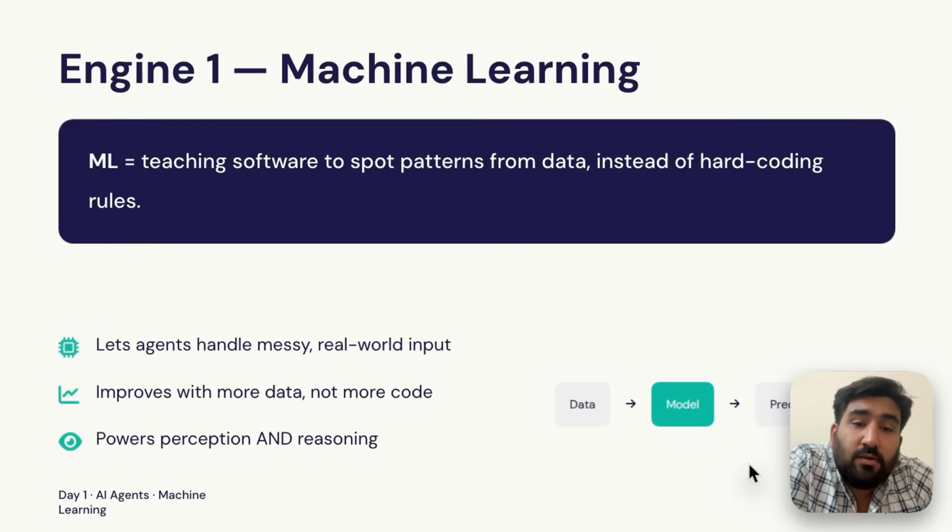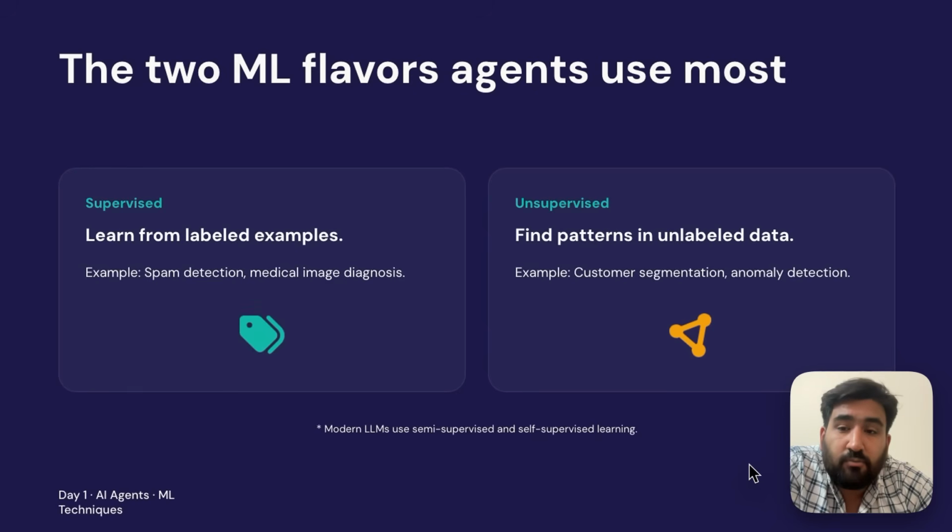So inside machine learning, there are two flavors that agents use mostly in production. Look at the two cards. One is supervised, that gives the model labeled examples. Here are thousands of emails, each one labeled by a human as spam or not. The model learns the mapping from email content to label. Then later you can give it a brand new email it has never seen, and it predicts the label accurately.